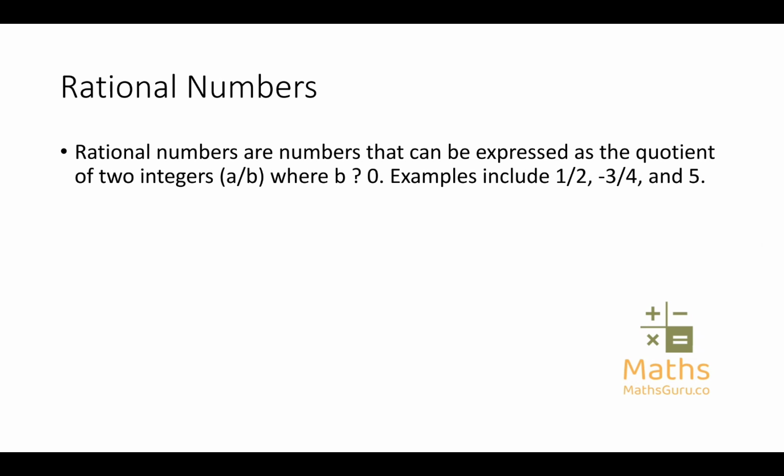What are rational numbers? Rational numbers are those numbers that can be expressed as a quotient of two integers. When I say quotient, it's in the format a by b. If you say 1 by 2, it's a rational number. Any number which can be represented as a ratio of two numbers is rational. It can be positive or negative, for example minus 3 by 4. Or 5 is nothing but 5 by 1, so b would be 1 and a would be 5. Any number which can be represented as a ratio of two integers, we call a rational number.